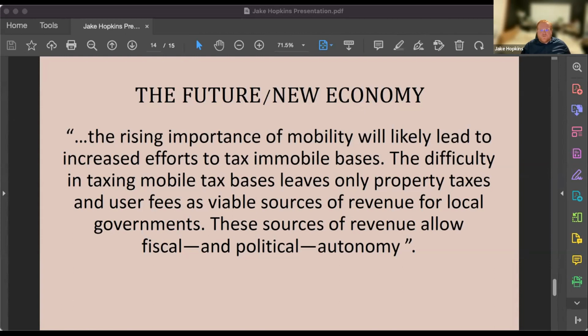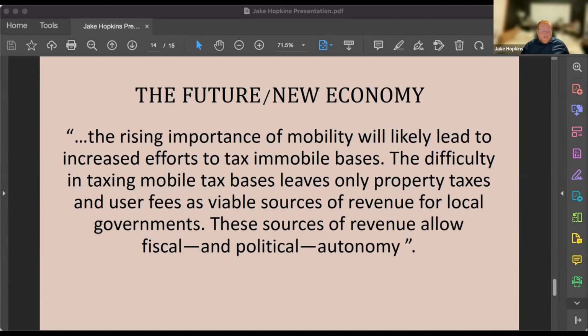It also says that no local government has devised a workable method for taxing these components in the new economy for the future. Globalization, international trade, and technological developments will make it more difficult to rely on sales and income taxes. But in this regard, the rising importance of mobility will likely lead to increased efforts to figure out how to tax the immobile basis. The difficulty in taxing mobile basis leaves only property taxes and user fees as viable sources of revenue for local governments. And these sources of revenue allow for fiscal and political autonomy.